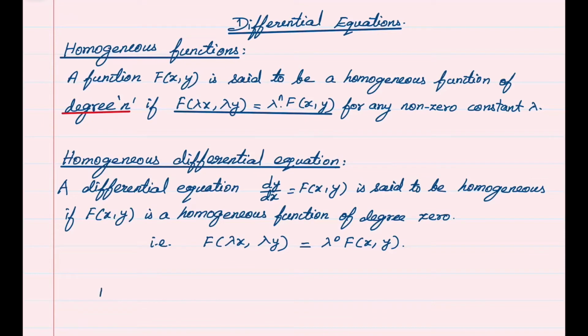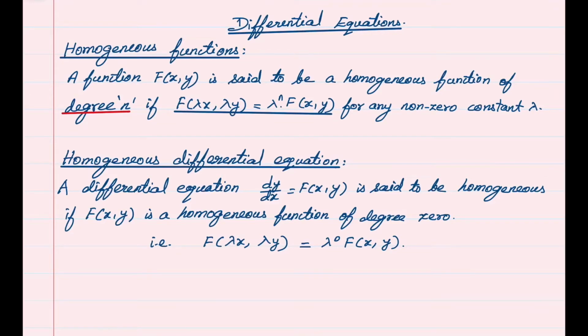Let us see another example. A function f of x, y equals sin x plus sin y. f of lambda x, lambda y will be sin of lambda x plus sin of lambda y. We are not able to write it in the form lambda power n times f of x, y. Therefore, this is not a homogeneous function.